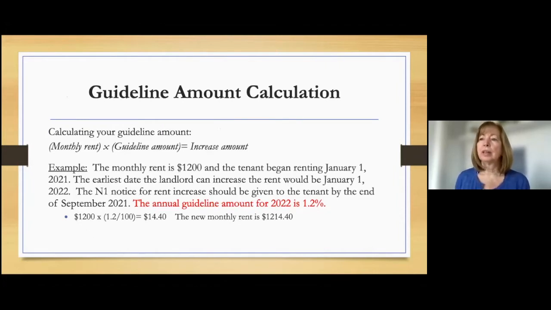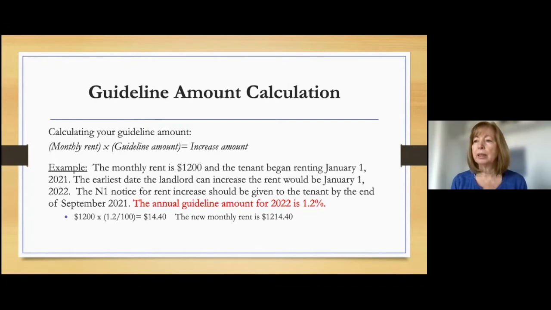How to calculate the amount of the guideline. For example, if your tenant moved in January 1st, 2021, the earliest date you can increase the rent would be January 1st, 2022. The N1 notice should be given to the tenant by the end of September 2021, to be effective on January 1st, 2022.